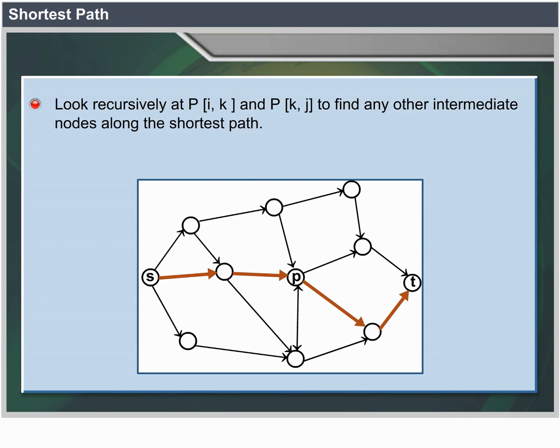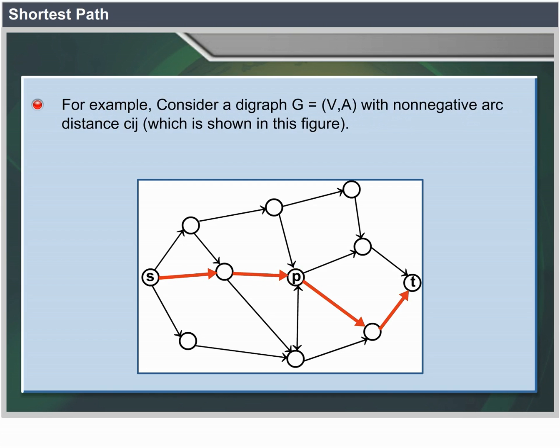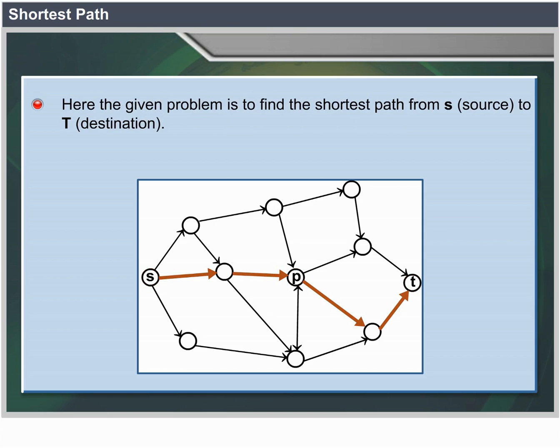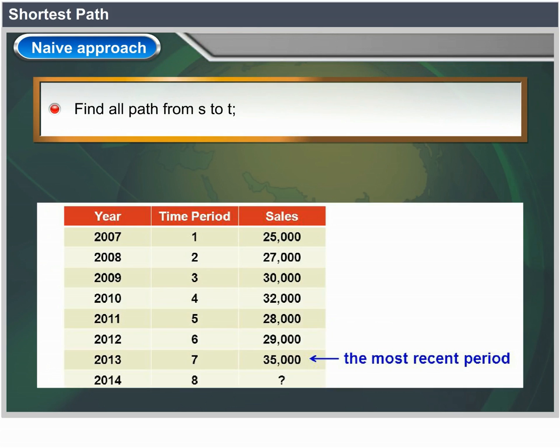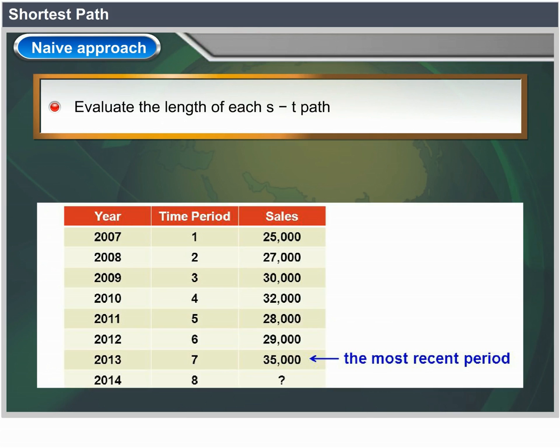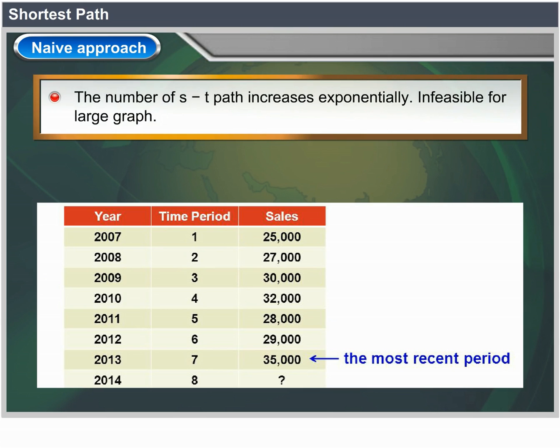For example, consider a digraph G = (V, A) with non-negative arc distances Cij, which is shown in this figure. Here, the given problem is to find the shortest path from source S to destination T. Naive approach: find all paths from S to T, evaluate the length of each S to T path, and find the minimum length. The number of S to T paths increases exponentially, so this is infeasible for a large graph.